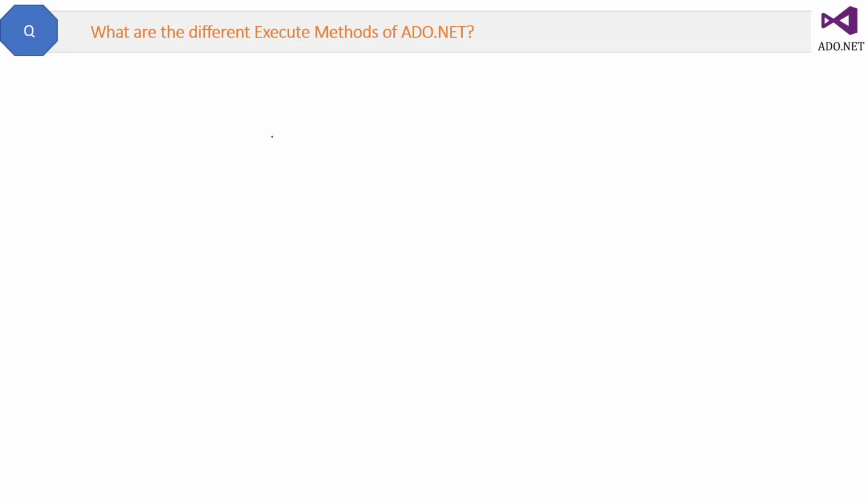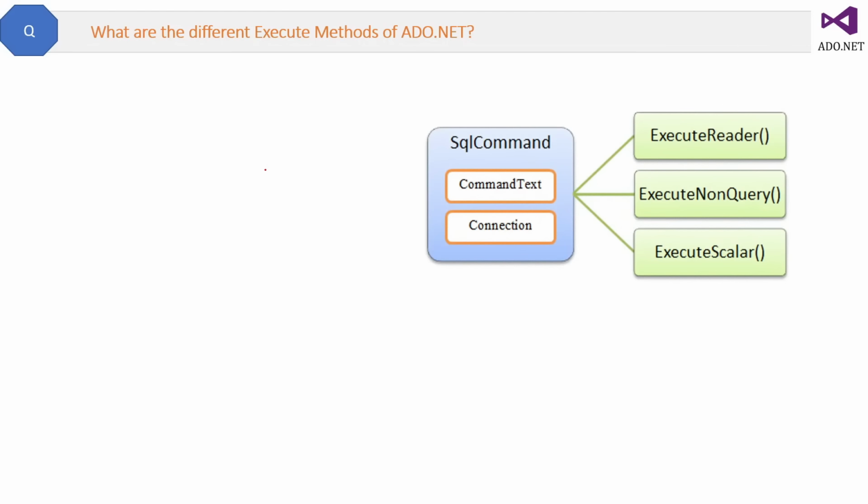What are the different execute methods of ADO.NET? Here is the diagram which is showing the three kinds of execute methods in ADO.NET. First one is execute scalar. We will start from the bottom. Execute scalar returns a single value from the data set.